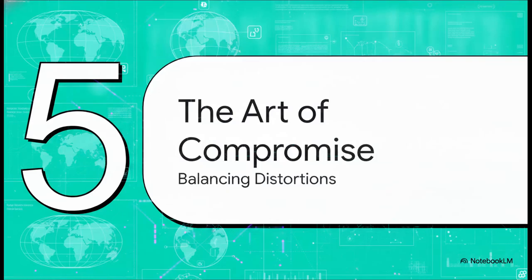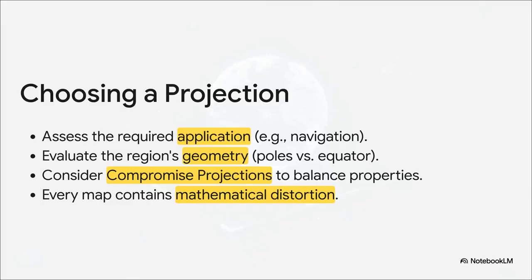Section 5, the art of compromise. Because no single projection can do it all perfectly, we have to figure out how to choose the right map for the right job. When cartographers build a map, they have to select a projection based strictly on the geometry of the region and the ultimate purpose of the data.